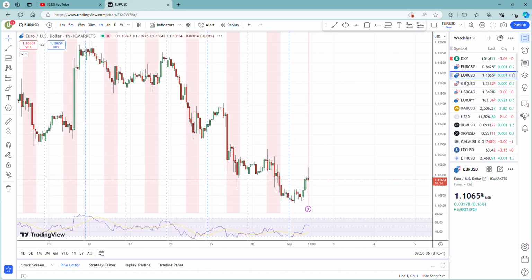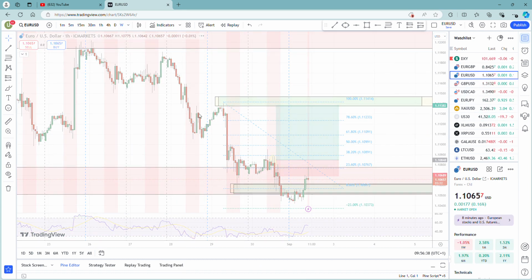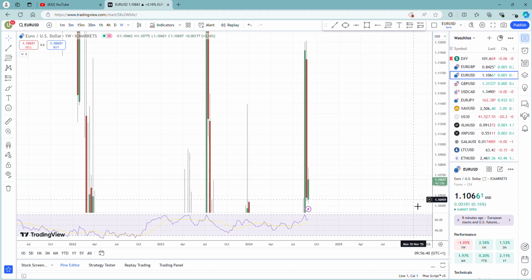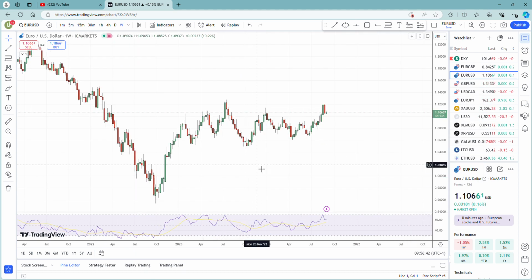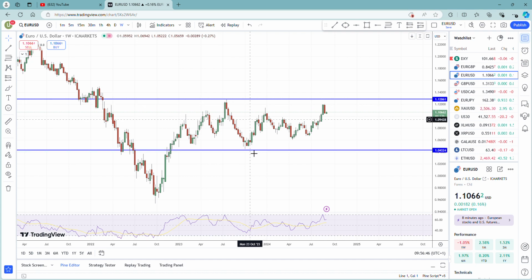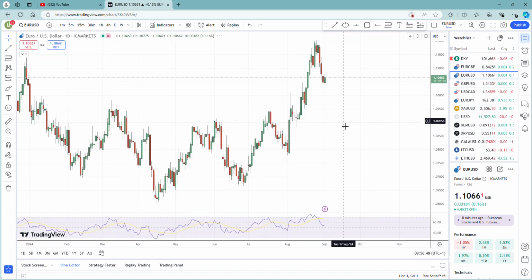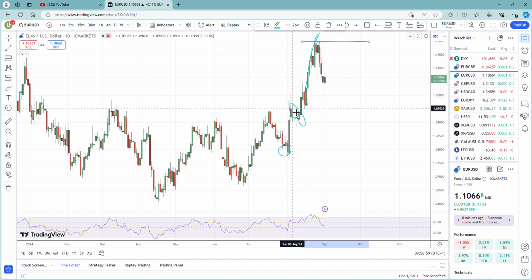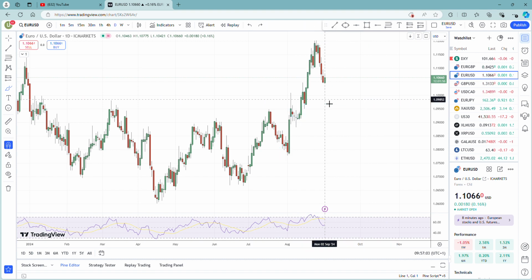Now if we go to Euro USD, start from scratch, we'll start on the weekly time frame. Go to your resistance and support levels. Go to the H4 time frame. Higher high, higher low, higher high, higher low, higher high. This is your most recent higher high. This could be your higher low. So there's your daily levels.